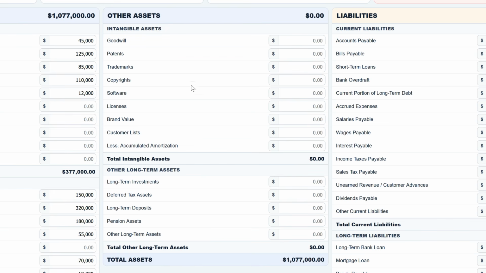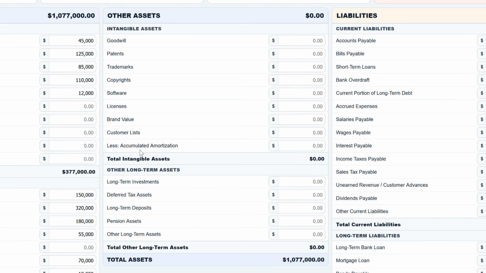Unlike land, buildings, or machinery, intangible assets cannot be physically touched. However, they often provide tremendous long-term value to a business. These assets include goodwill, patents, trademarks, copyrights, software, licenses, customer relationships, and brand value.